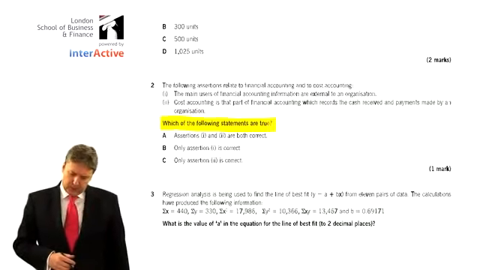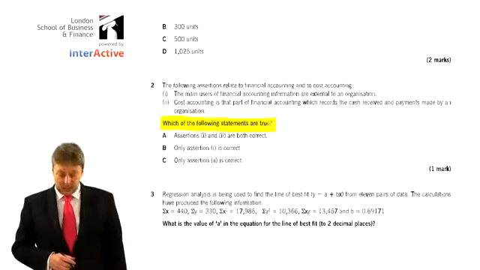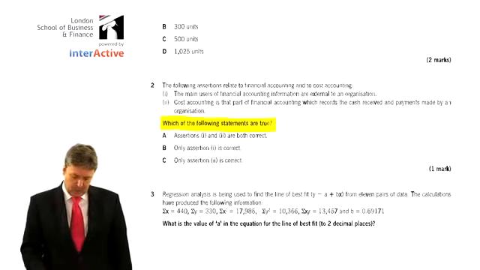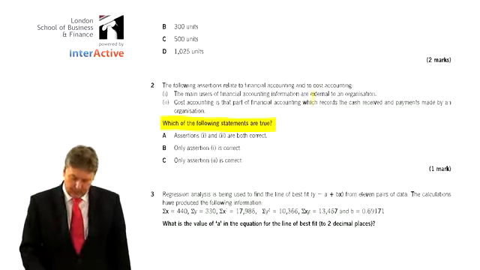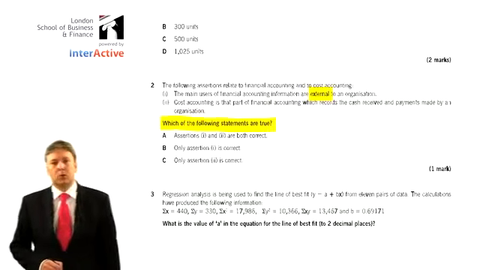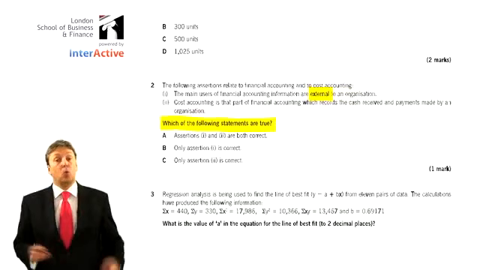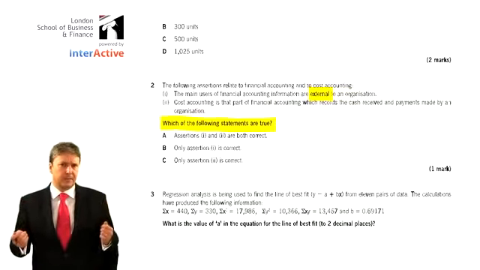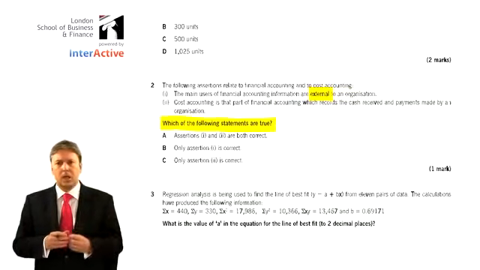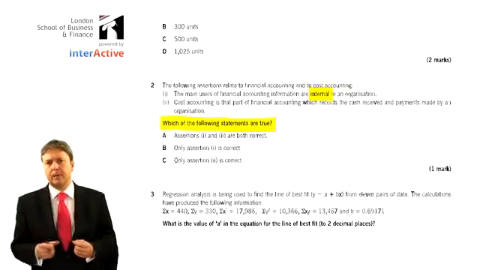The following assertions relate to financial accounting and cost accounting. Firstly, the main users of financial accounting information are external to an organisation. What do you think? Well, I would be inclined to say that I am happy with that. Because one of the key things that we identify when we're looking at F2, and I suppose F3 as well, is who uses the management accounting information and who uses the financial accounting information.